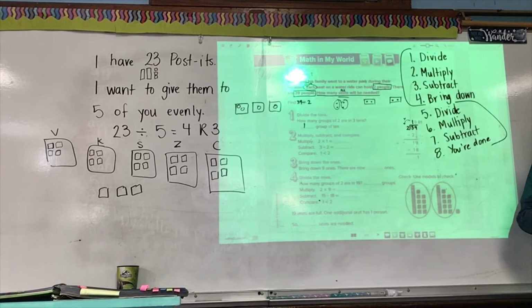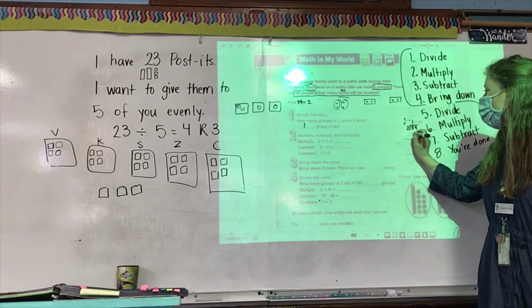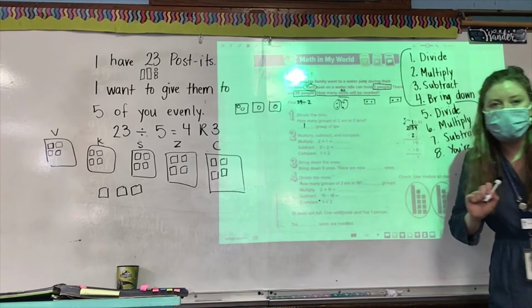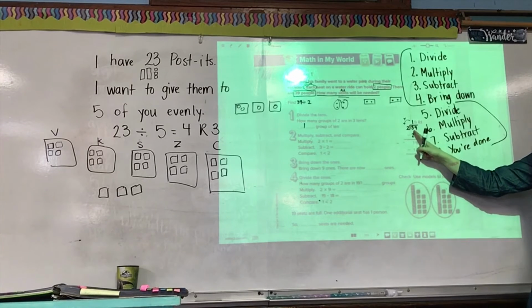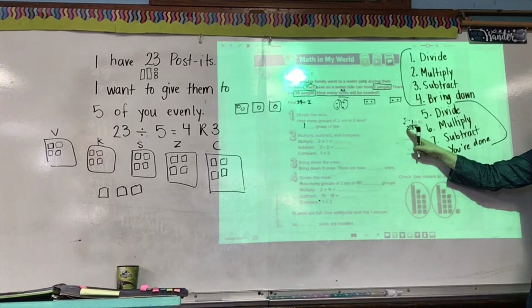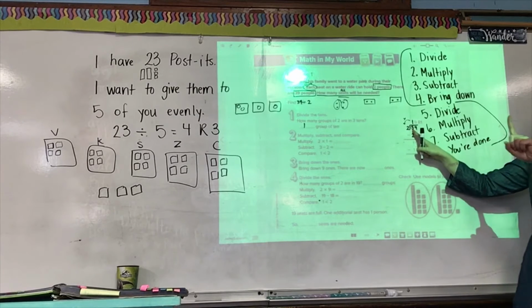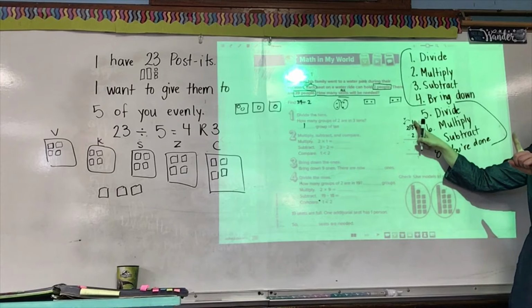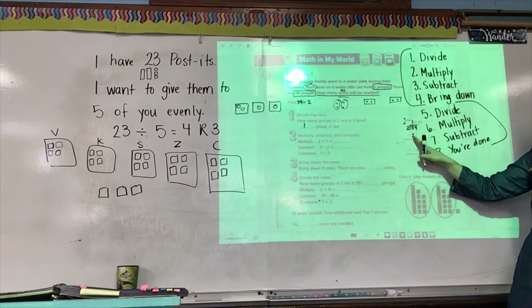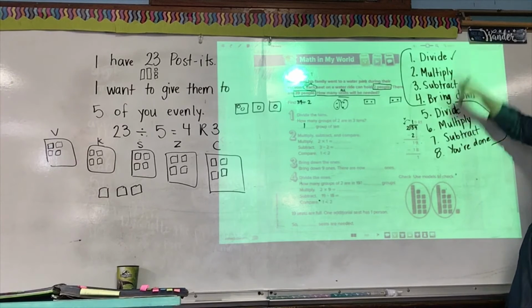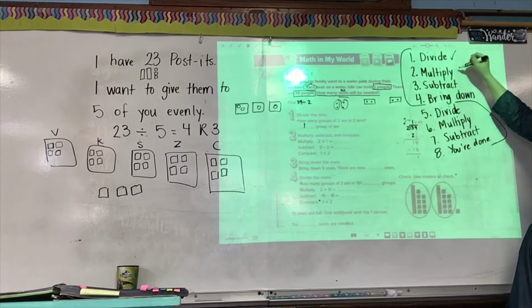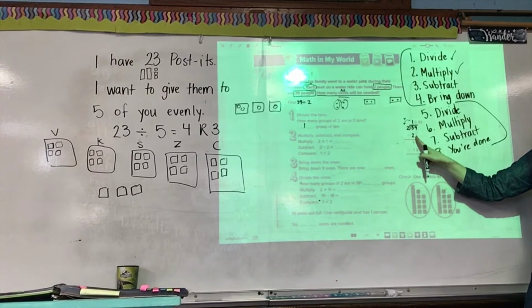1 times 2 is what, class? 2. I'm going to put it right underneath the place that I'm dividing. I'm dividing the tens place right now, right? I figured out that 2 will go into 3 one time without going over. Then I multiply. 1 times our divisor is 2. So I divided to get 1. And now I've multiplied to get this 2.